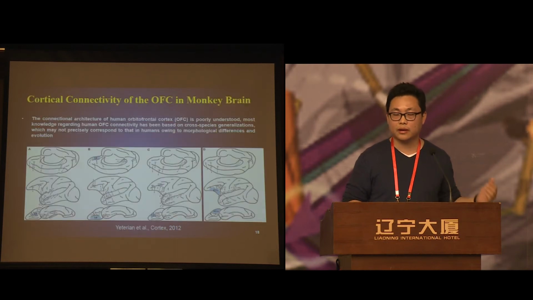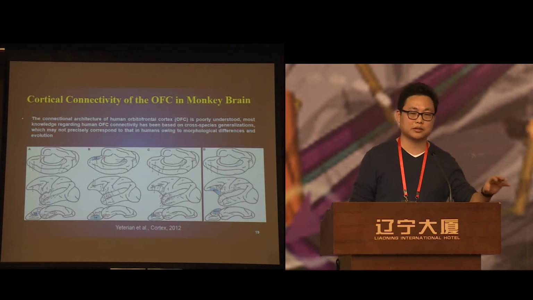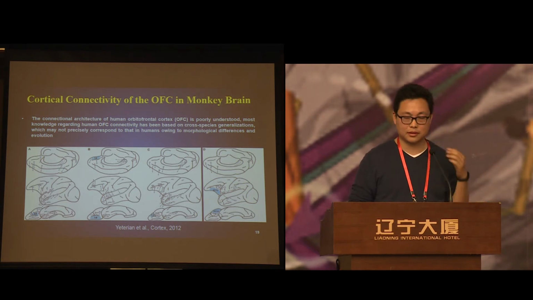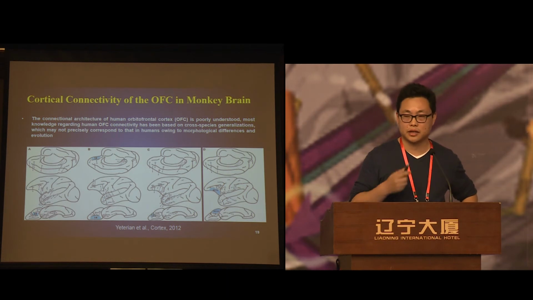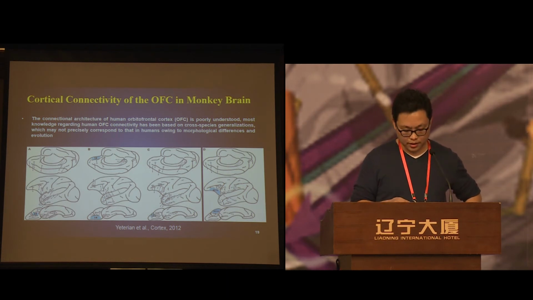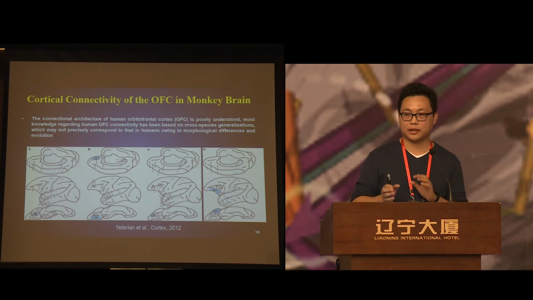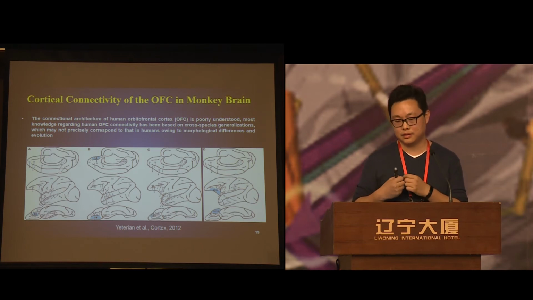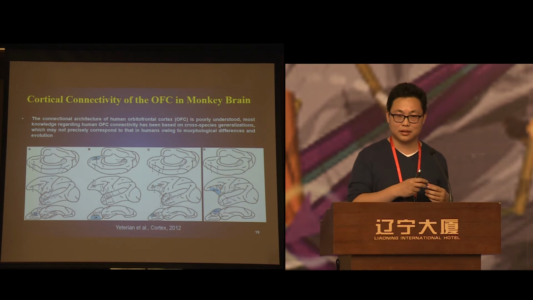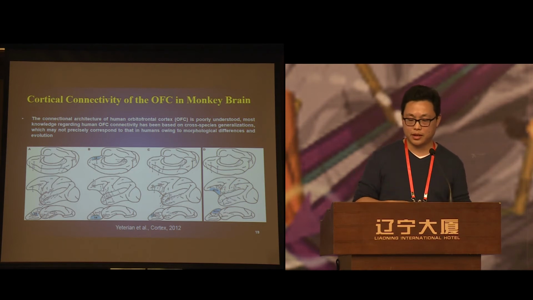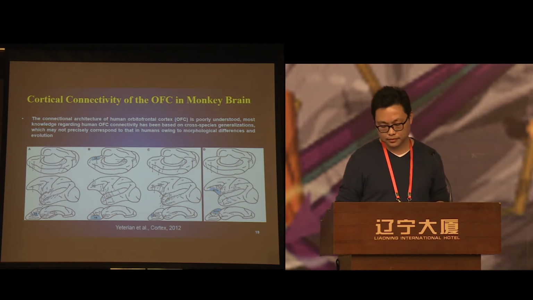Also, we can get the puzzle pieces here, but we still miss the connectivity architecture of the orbitofrontal cortex. All the literature we researched in PubMed is based on macaque data. That's just a generalization of the monkey connections to the human brain. But we know that there are very huge cross-species differences there.